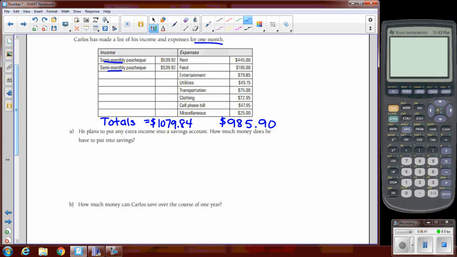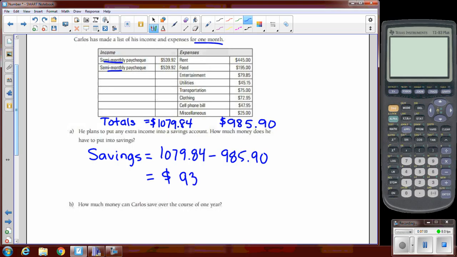And how much money does he put into savings? Well, all we have to do for his savings is subtract those two numbers. He made $1,079.84. He spent $985.90. So if we subtract those, each and every month, remember we're talking about monthly numbers here, he can save $93.94 each month.